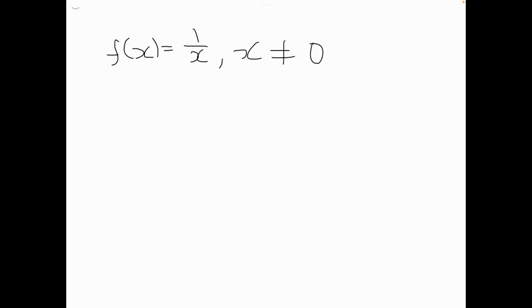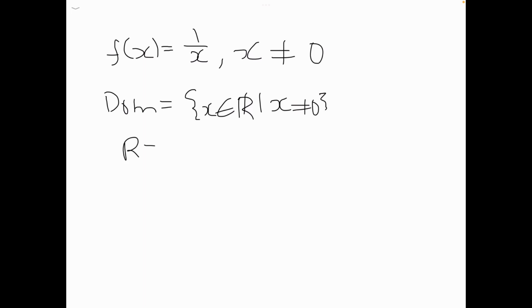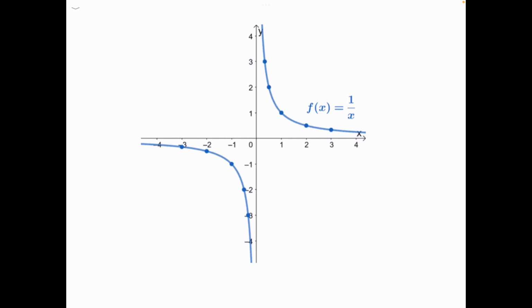Now, the domain of a reciprocal function is x is an element of all real numbers, but x cannot equal 0. And the range is y is an element of all real numbers, but y cannot equal 0. The key features of reciprocal functions in graphs are that they have no y-intercept, no roots, and have two asymptotes.